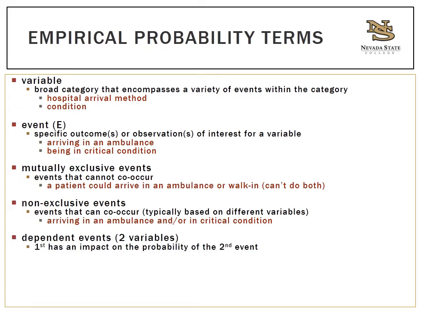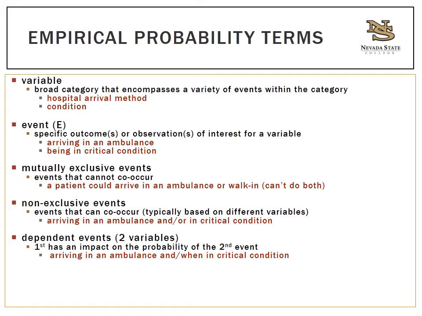Dependent events are when the first event has an impact on the probability of the second event. So these things are definitely co-occurring. Non-exclusive events could co-occur, but when we talk about dependent events, they do co-occur. So you could arrive in an ambulance and be in critical condition. You could look at how many people out of everybody in the sample arrived in an ambulance and were in critical condition. Or you could narrow it even more and say, when someone's in critical condition, how likely is it they would arrive in an ambulance?